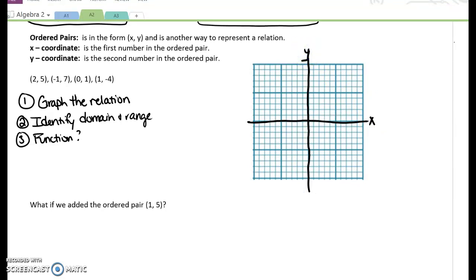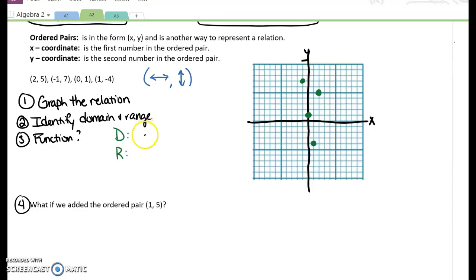Just a reminder, when you're graphing points, the first number is the x, so that tells you how far you move side to side. The second number is the y, that tells you how far you move up or down on the y-axis. So just remember, when you're graphing ordered pairs, right or left first, then up or down. So graph these 4 points, identify the domain and range, and then we'll talk about if it's a function or not.